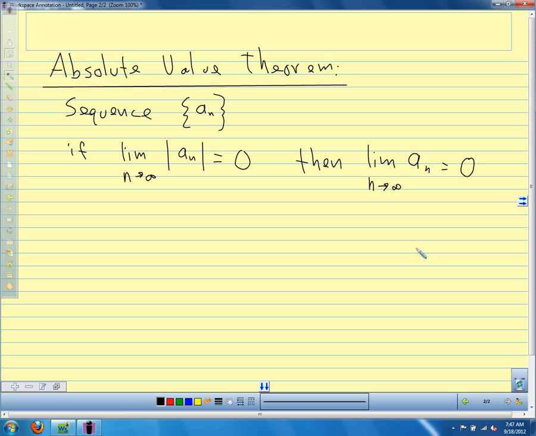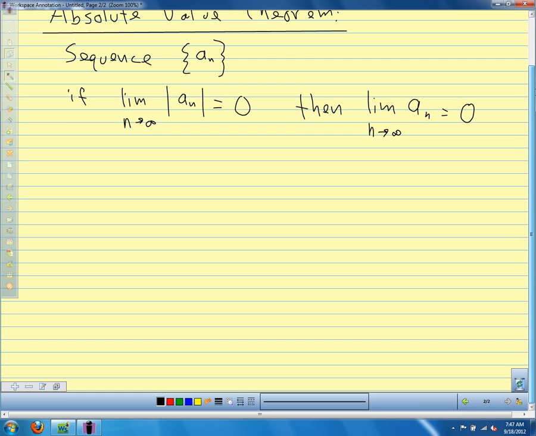And intuitively, that makes some sense, right? All right. The next idea that we're going to talk about is monotonic and bounded sequences.